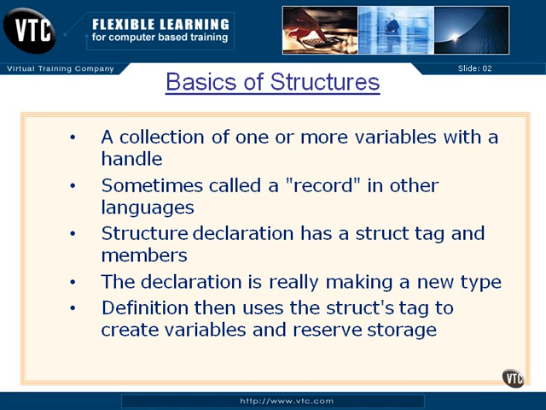So a structure fits great to hold a database record. A structure declaration has a struct tag and members. The tag is optional, but if you leave the tag off, then you can't do anything else with that structure definition other than what you have right there at the beginning. We're going to see that here in just a second, to make that a little more clear. As I said, the declaration of a struct is really making a new type of variable that we can then define wherever we need to. The definition, when we create the new variable, uses the struct's tag to understand what kind of thing, what type, we want to create. It then makes up appropriate variables and reserves storage for the new type.